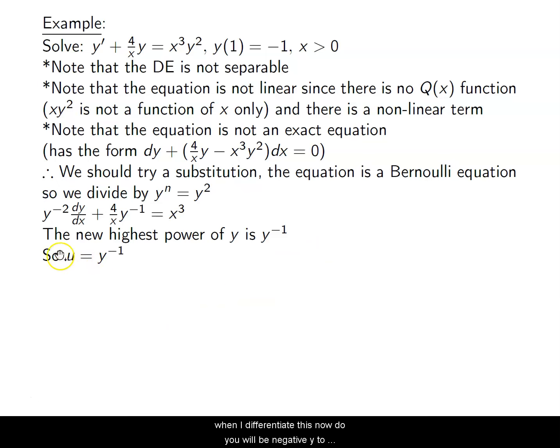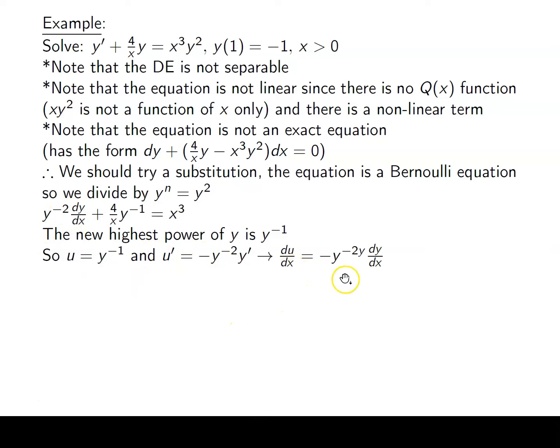So when I differentiate this now, du will be negative y to the negative 2 times y prime. Notice here that I have literally this exact term, y to the negative 2 times y prime, which is just written as dy dx. But this term is here, except it's the opposite sign. So in order to get them to match up, this needs to become negative u. So if I write this in the du dx form, that's what I get. When I move the negative over, this becomes a positive. So this will be negative du dx, and this will be 4 over x times u, because y to the negative 1 is u.